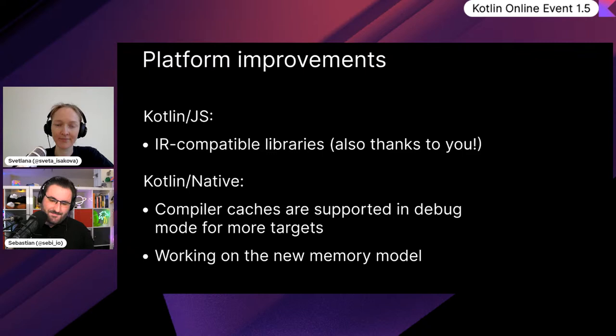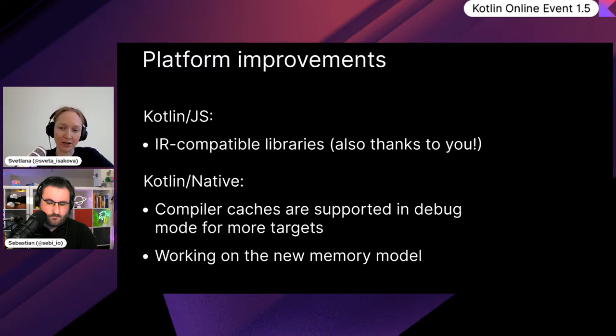Yep. So let's now talk about Kotlin Native improvements. The Kotlin Native team is constantly working on improving performance, both for compilation and execution. And one noticeable improvement in the latest release is related to compiler caches. In the debug mode, the compiler can cache project dependencies, and then the first compilation takes a bit longer, but all the next ones are faster. And now more targets are supported for this functionality.